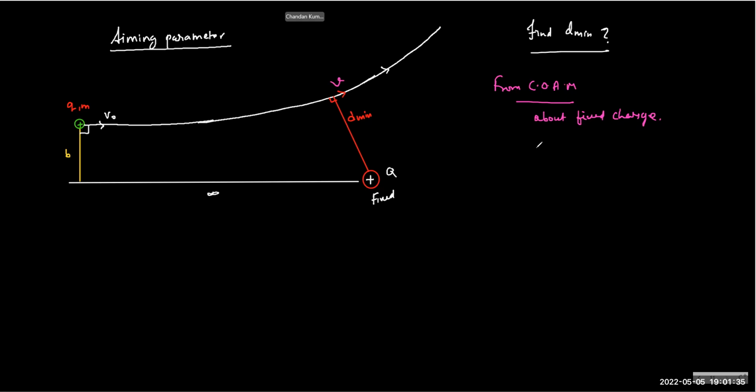Sir, initially it's B. Yeah. So how do we write the angular momentum? What is the formula for the orbital angular momentum? It is R cross V for a body, but for a particle it's just M R cross V.